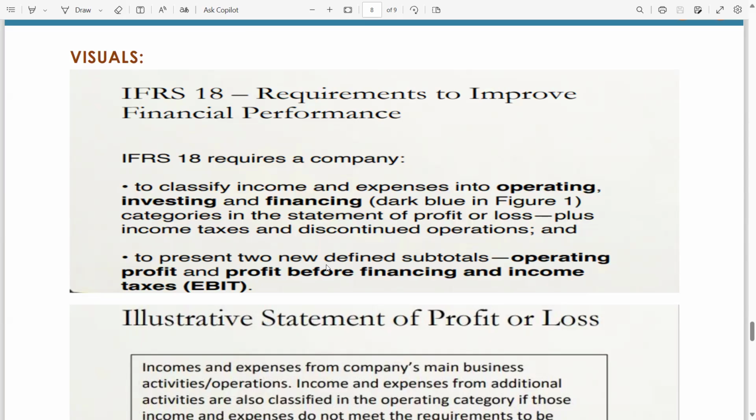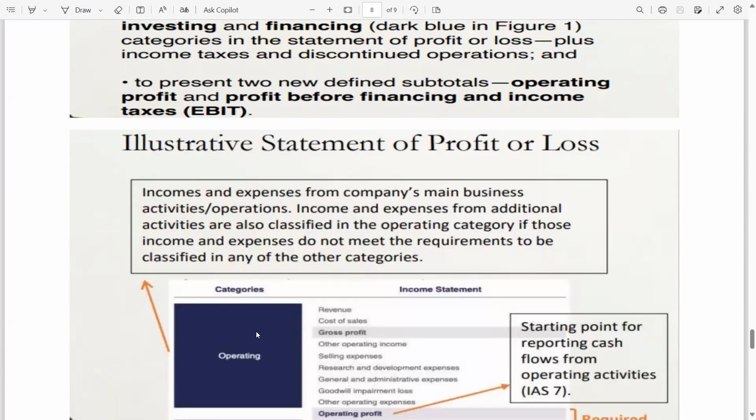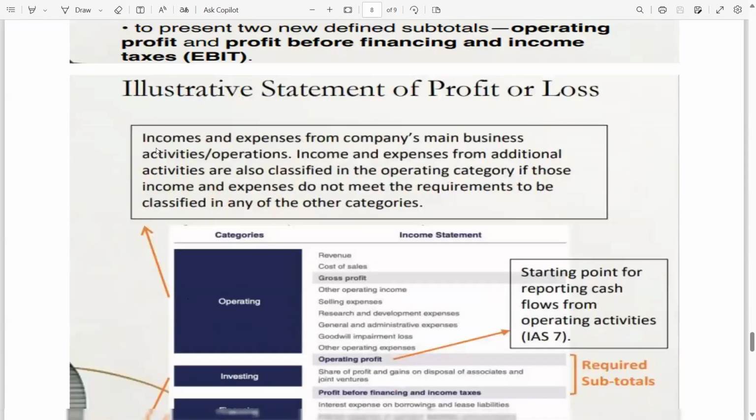And to present two new defined subtotals. This is management performance measurement: operating profit and profit before financing and income taxes, and EBITDA, earnings before interest, tax, depreciation and amortization. Now, the illustrative statement of profit or loss.